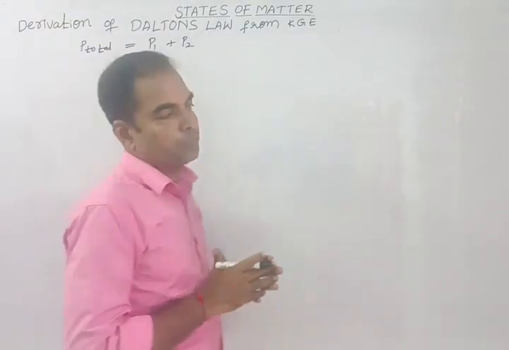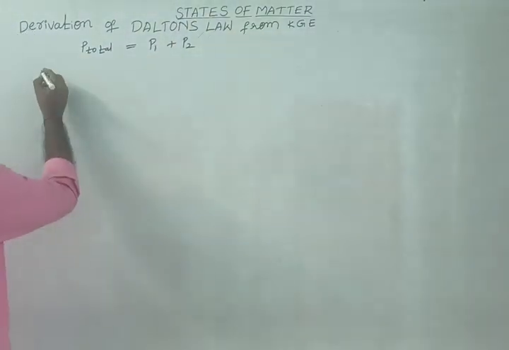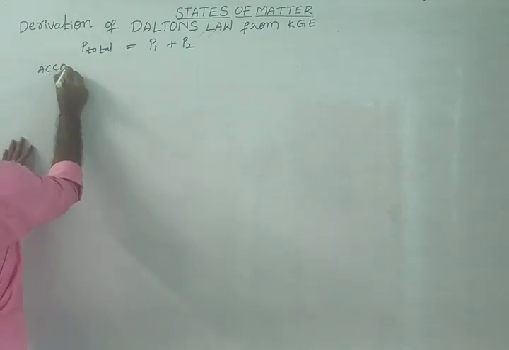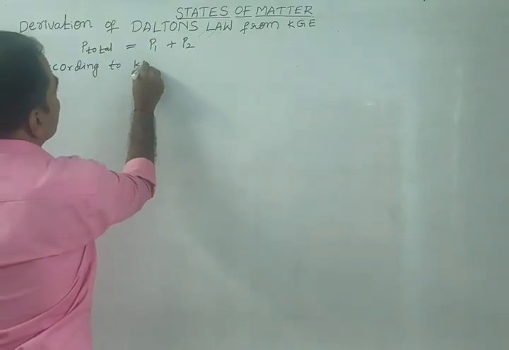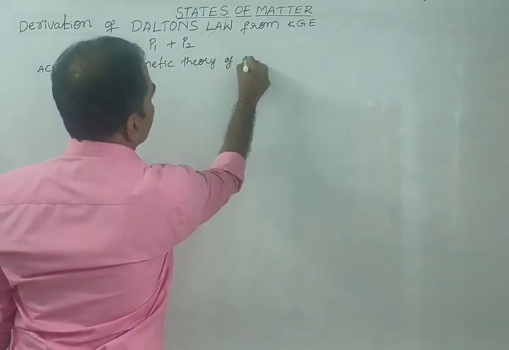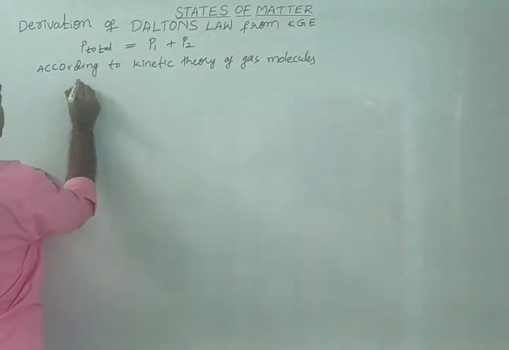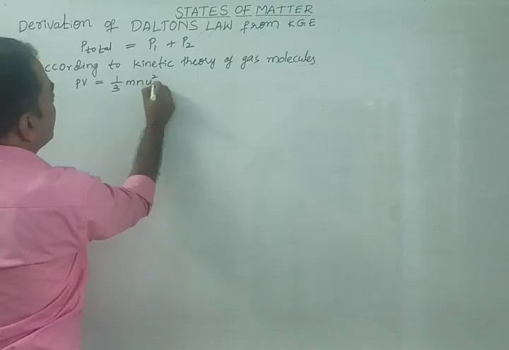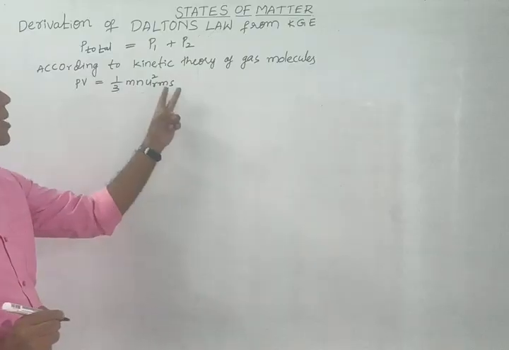According to the kinetic theory of gas molecules, PV equals 1 by 3 m n u square RMS. This is the kinetic gas equation.